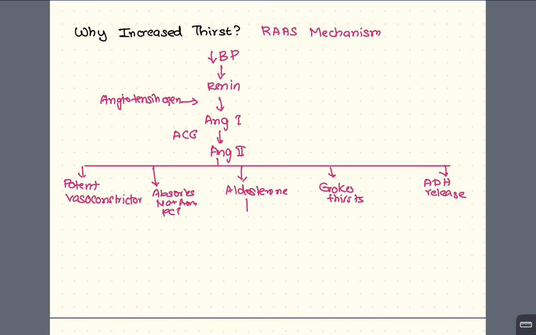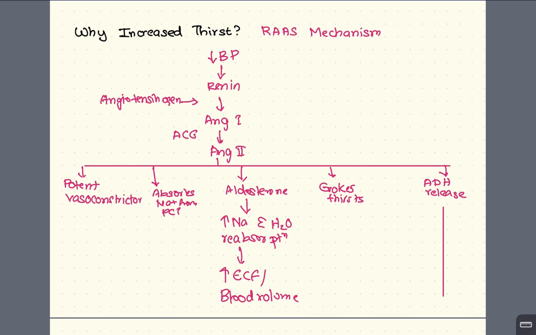So what does aldosterone secretion cause? It increases sodium and water reabsorption from distal parts of the nephron, right? So from the distal parts of the nephron, there's increased sodium and water reabsorption. Okay. Now, what does this cause? There's an increase in ECF or blood volume. Okay.